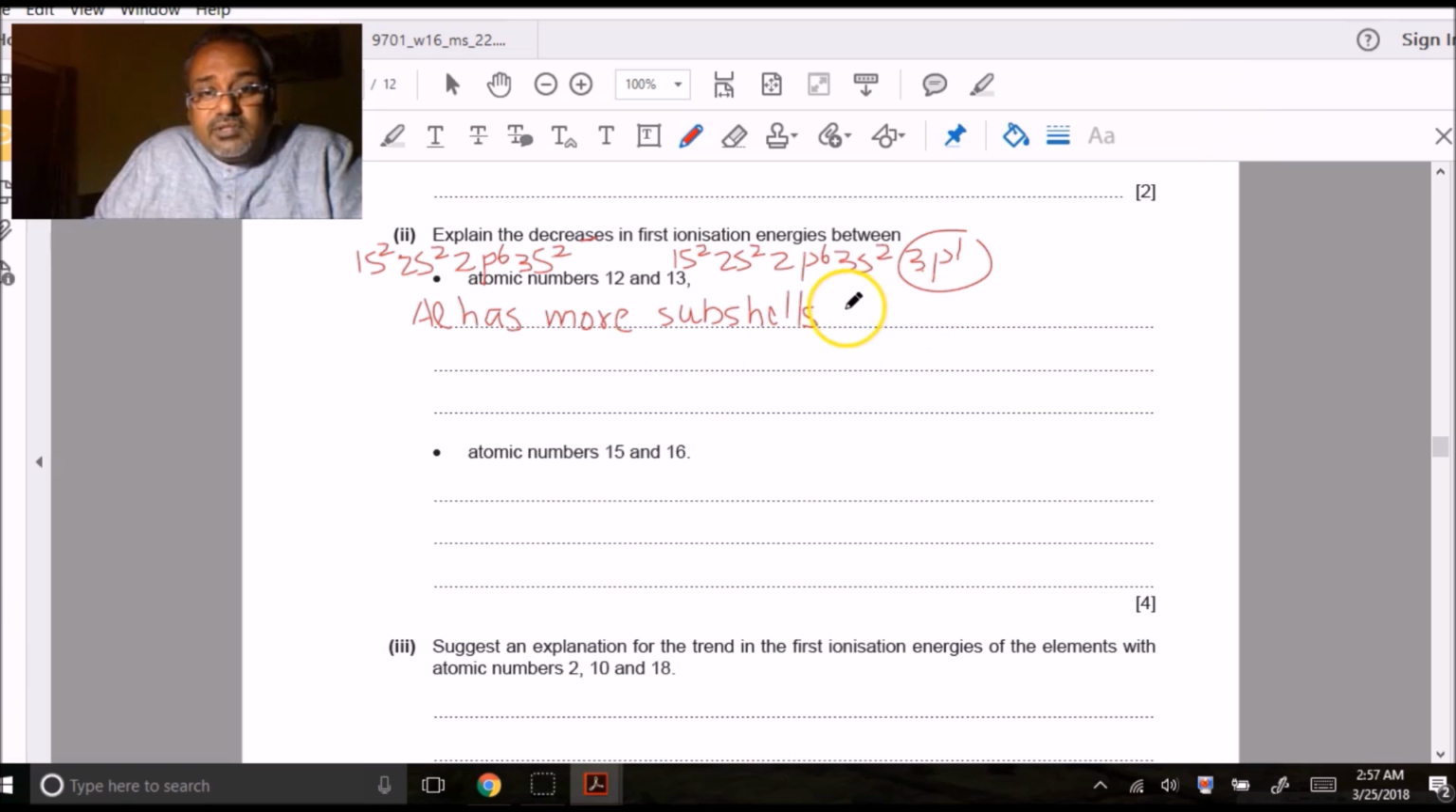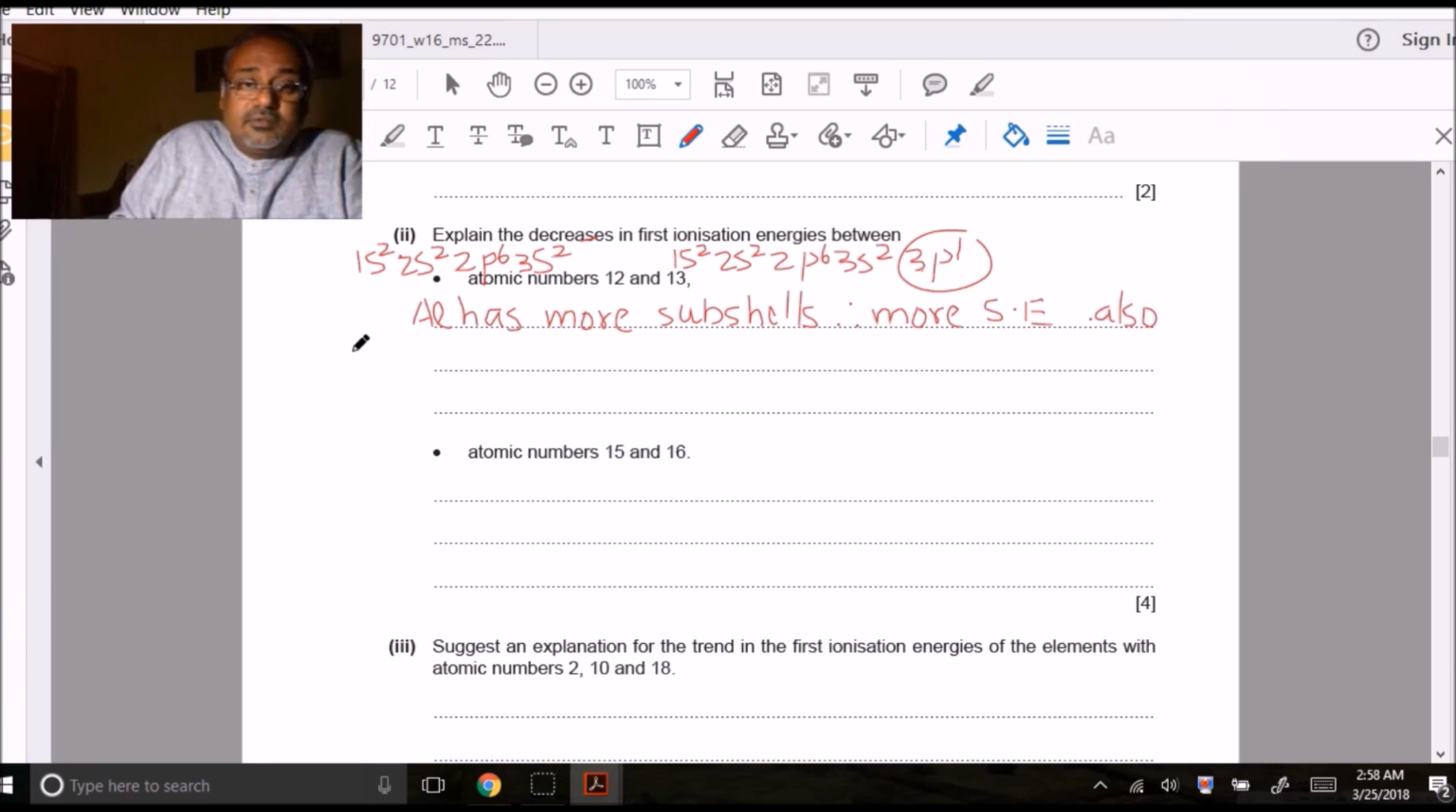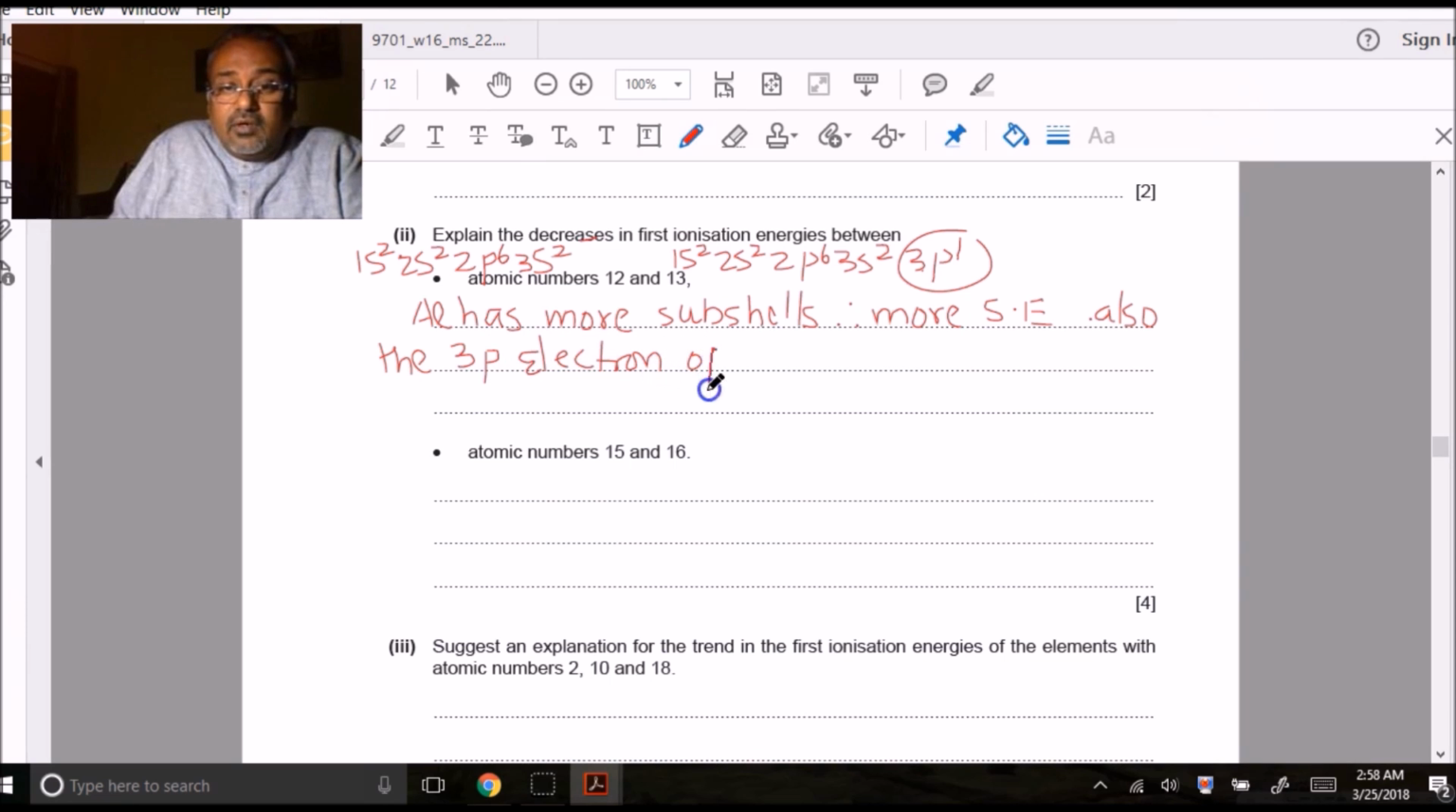So aluminium has more subshells, and because of that, it has more shielding effect, and that will explain the less nuclear attraction, and also the 3p electron of aluminium is at a higher energy level.